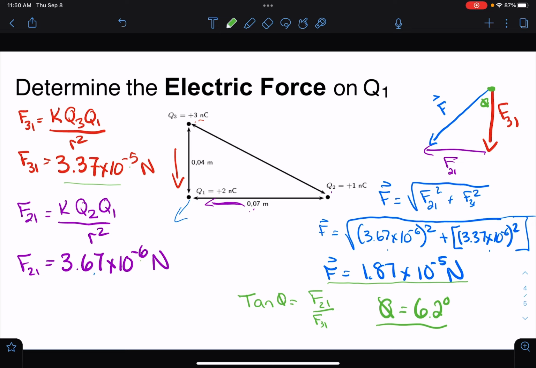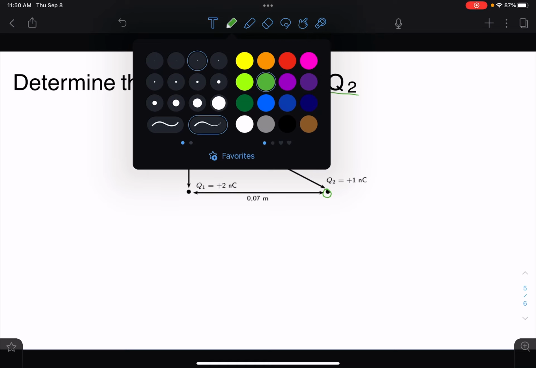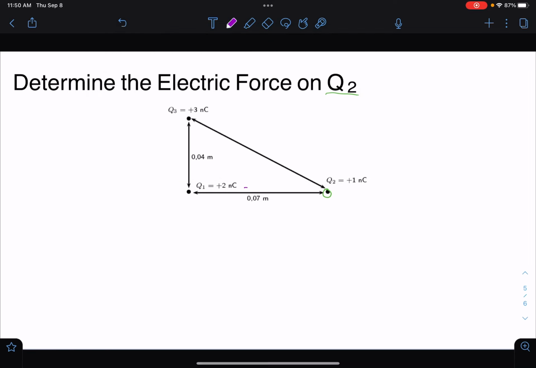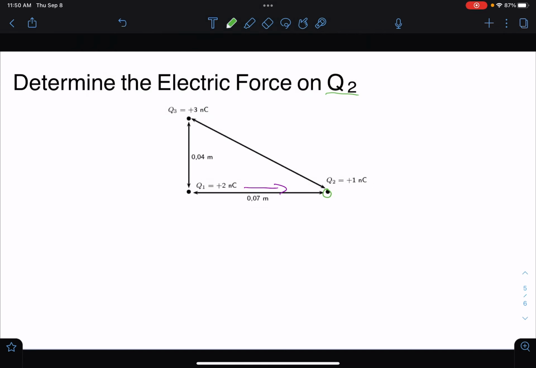Now, here comes the extra fun part. What if we ask what the charge or what the force is over here on Q2? Okay. So in this case, we still have a force in the x direction. Our force of Q1 on Q2 is going to be in the x direction. However, in this case, we have our force from Q3 on Q2 is actually going to be on that angle.